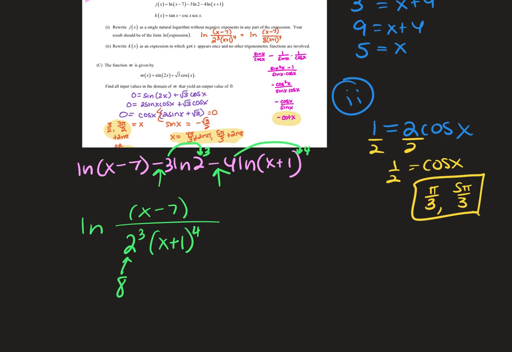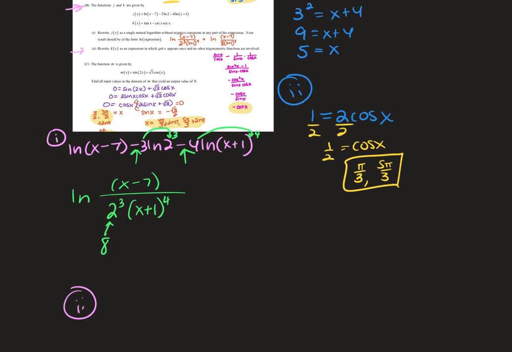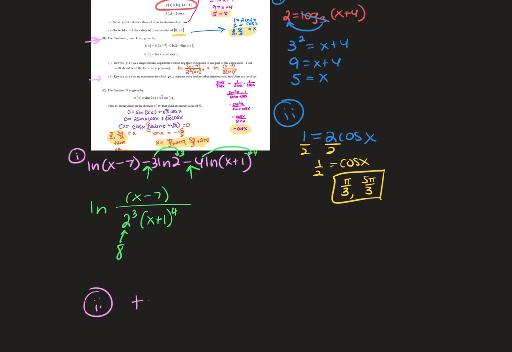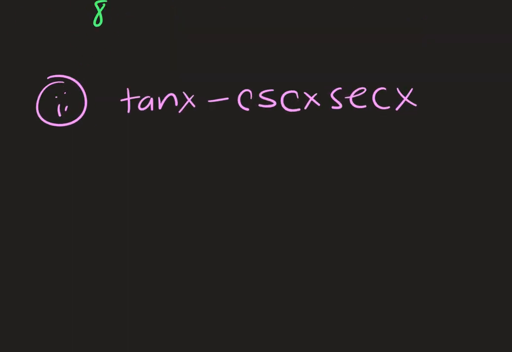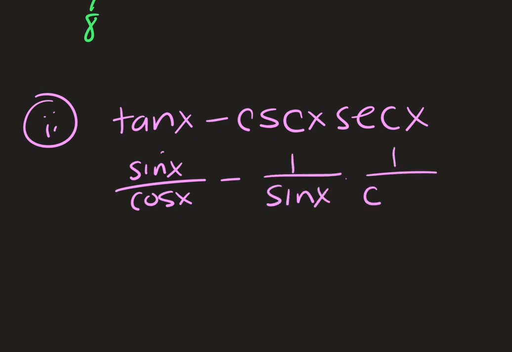Then comes I, so this is I. This one says it is an expression in which cotangent appears once and no other trig functions are involved. So I have to take this expression and rewrite it in terms of only cotangent. There's probably a couple different ways to do this, but I can make tangent sine over cosine. I can make cosecant 1 over sine, and I can make secant 1 over cosine.